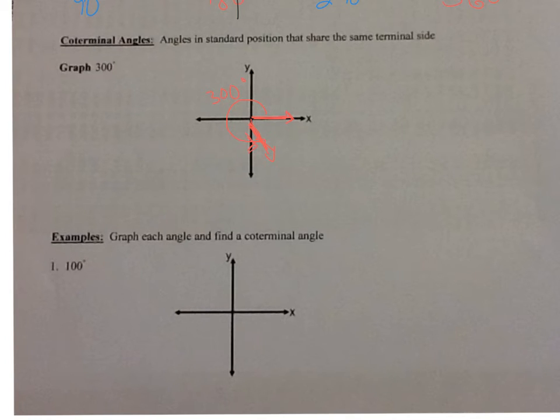It opens up like that. So I want an angle that's in standard position, which means it has to start here and share the same terminal side. So it has to end here in the same spot. This angle that opens down starts on the initial side and ends here on the terminal side going down. So this one right here is coterminal.